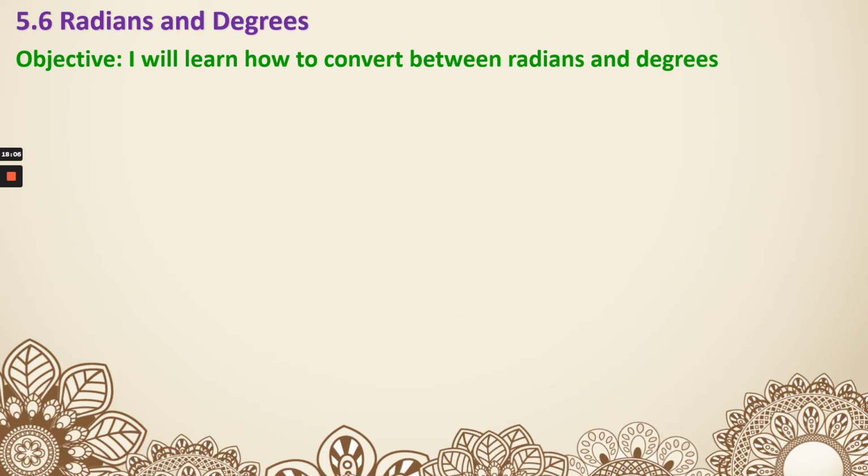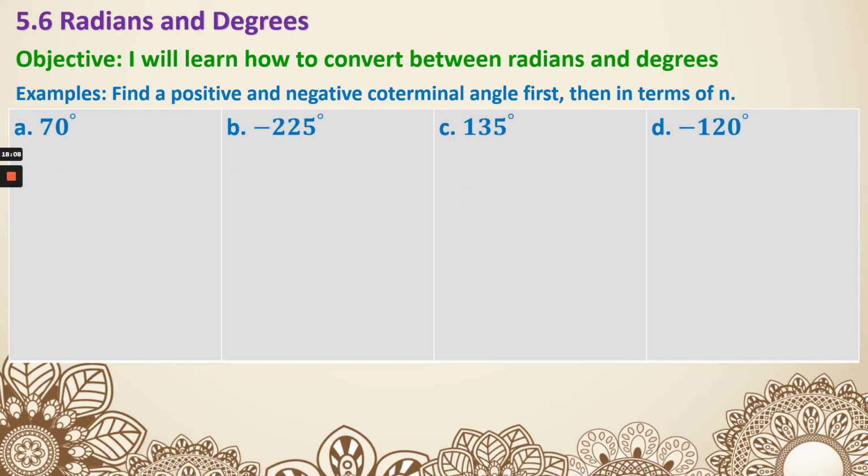Now let's have a look at coterminal angle examples first. Find a positive and negative coterminal angle first. Then in terms of n. We are given 70 degrees first. And again, if you want to find a coterminal angle, they need to have that same stopping line. That's why we're always just going to go 360 degrees more or 360 degrees less. Either way. For this, I'm going to do positive and negative.